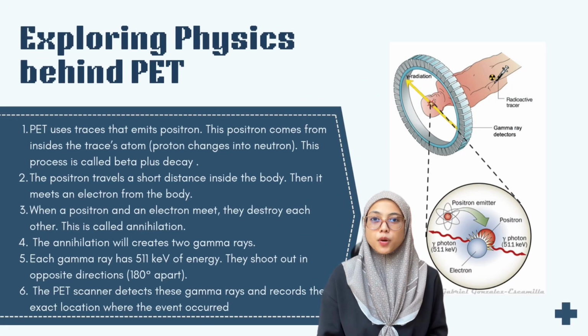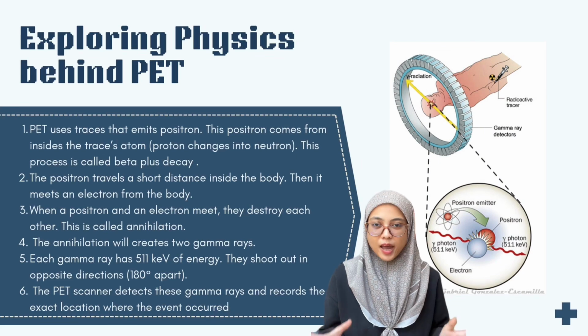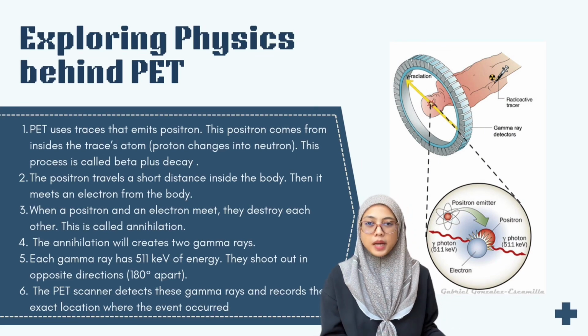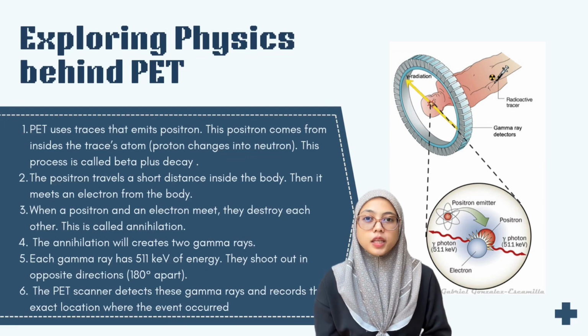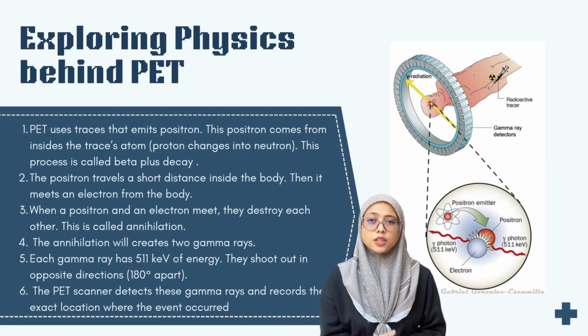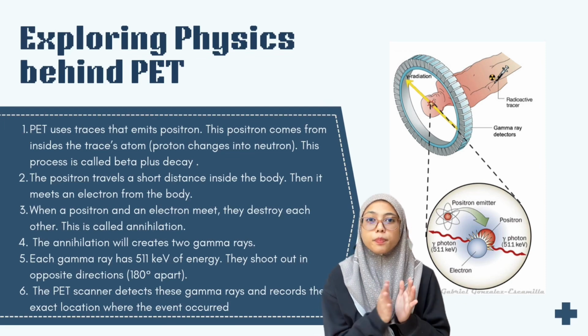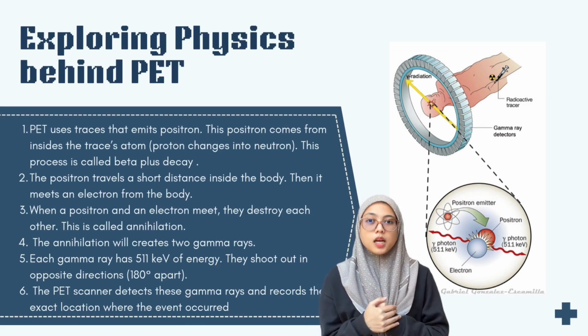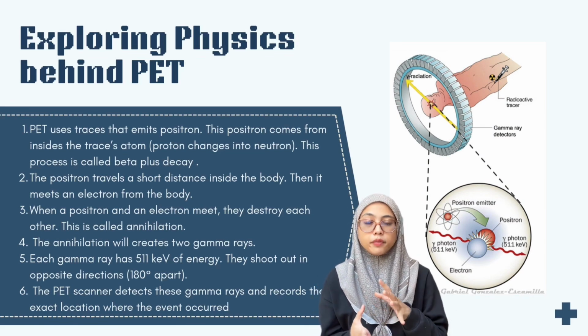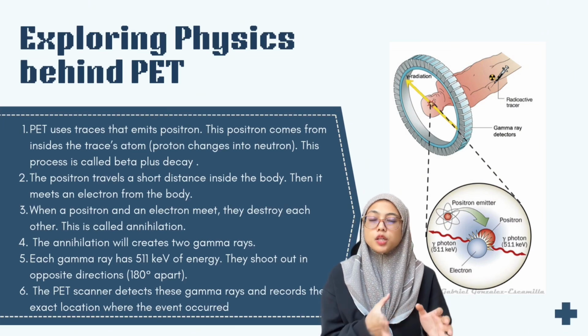So now let's explore the physics behind how a PET scan works. The key part of the PET scan is a radioactive substance called a tracer. This tracer contains atoms that go through a process called beta plus decay, also known as positron emission. In this beta plus decay, a proton inside the nucleus of the radioactive atom will change into a neutron.